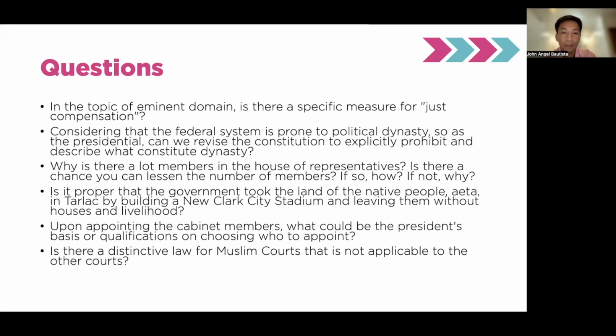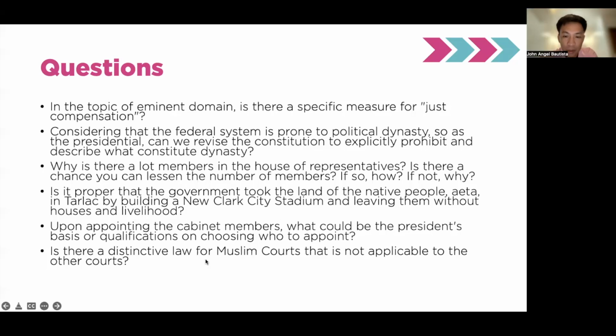Next, is it proper for the government to take the land of native people, blah, blah, blah, leaving them without access to livelihood? Of course not. That is against their human rights as a collective, as indigenous peoples. Of course, kung ganyan lang, if this is the case, no, na talagang wala silang houses and livelihood, then that is a clear violation of their human rights, no?